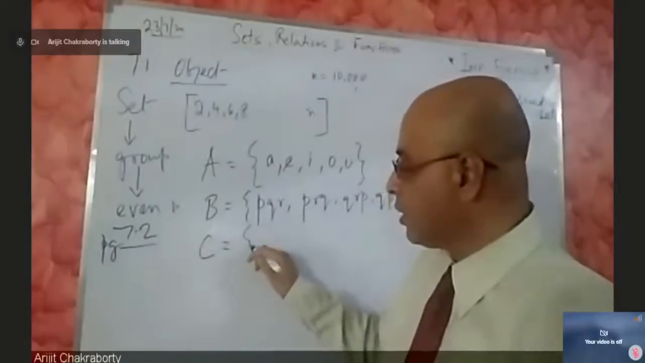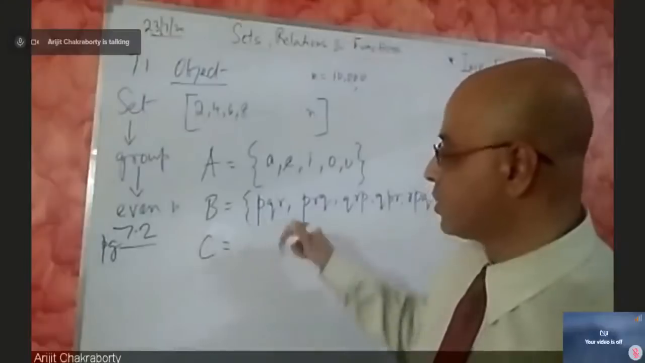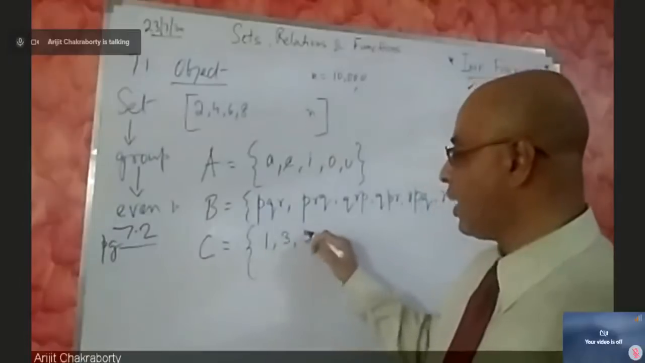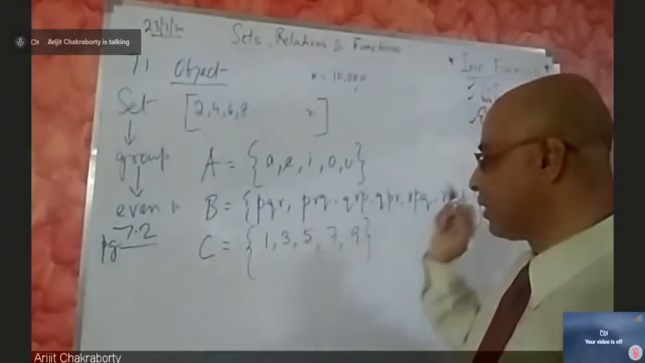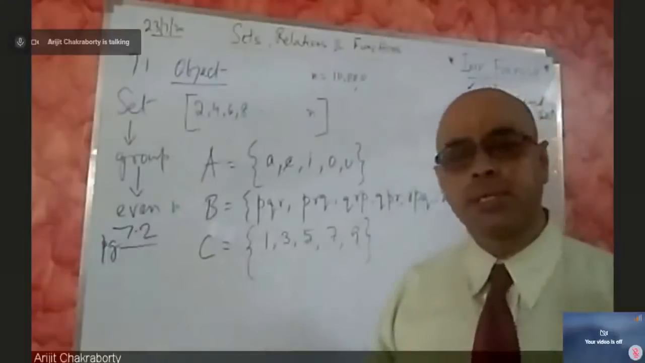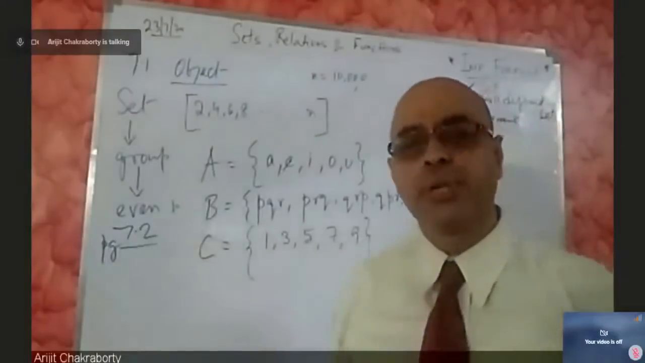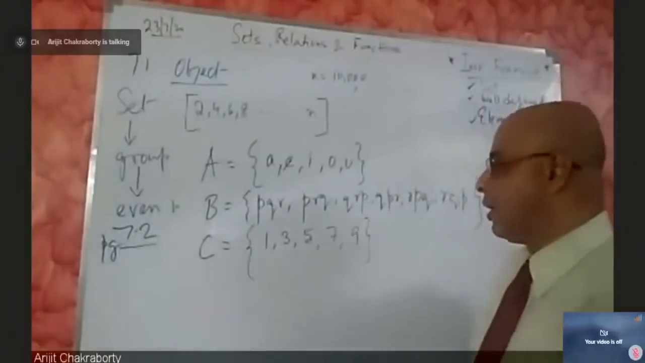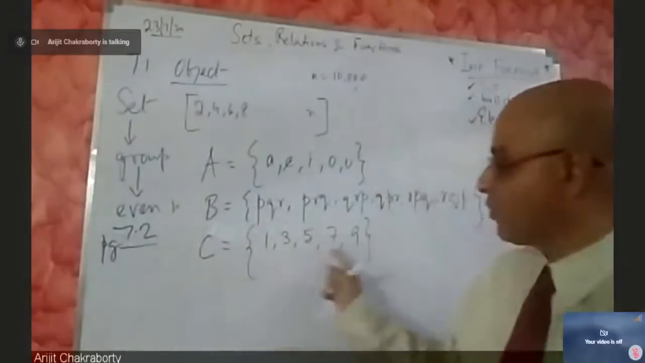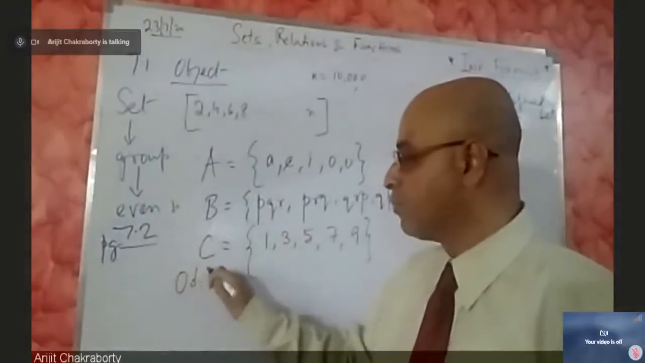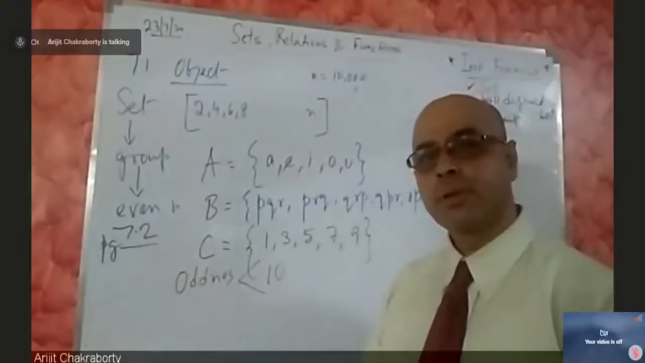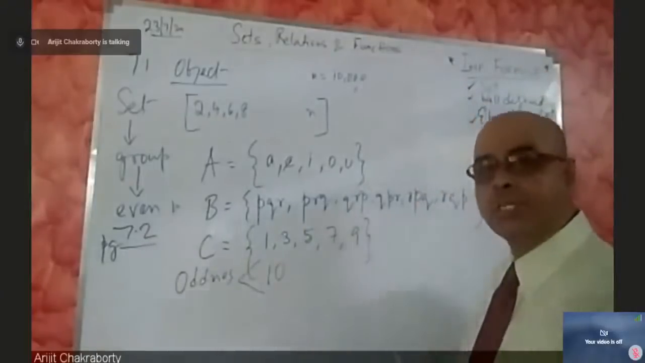I again open by using this second bracket, and I write 1, 3, 5, 7, 9. What type of numbers do you think these are? Well, first of all, you can say they are the odd numbers. So it is a set of odd numbers which are less than 10.